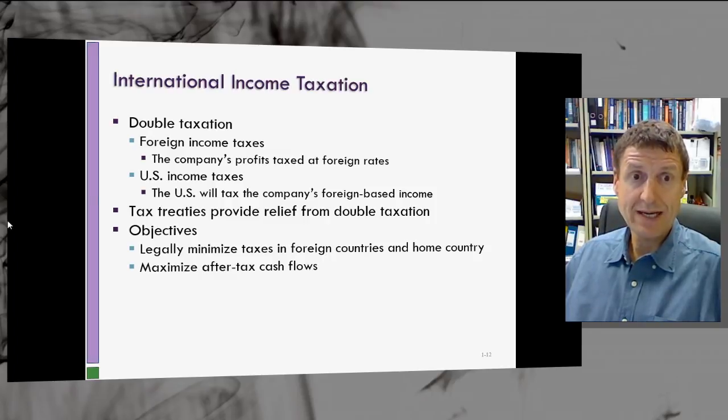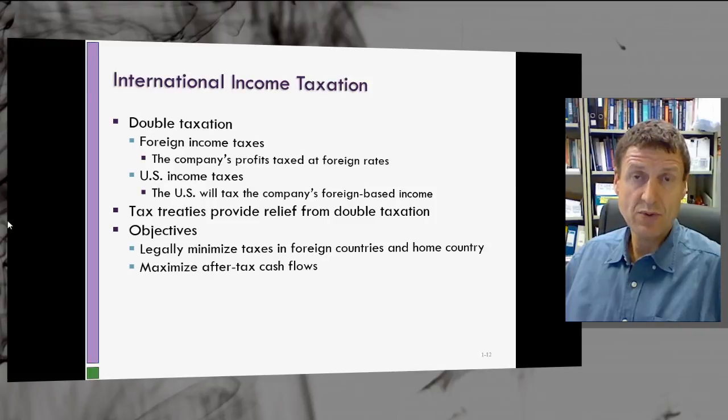Next thing we're going to look at in international income taxation are the tax treaties that are used to provide relief from double taxation. And we're going to look at the objectives of the company operating internationally, that is to legally minimize their taxes in foreign countries and home country, and how do they maximize their after-tax cash flows. And so we're going to look at some of the strategies that the large multinationals engage in to do planning to minimize their overall income tax, but also to maximize their after-tax cash flows.